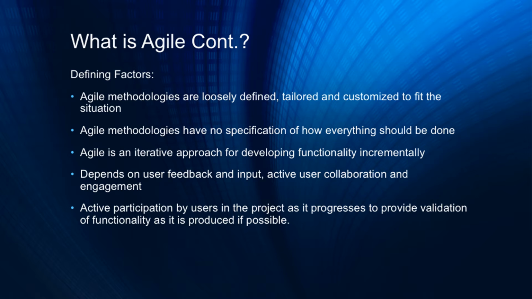Some of the defining factors about Agile is that Agile methodologies are loosely defined. They are tailored and customized to fit each situation. Agile methodologies have no specification of how everything should be done, so there's no exact science to it, which creates flexibility. Agile is an iterative approach for developing functionality incrementally, and it depends on user feedback and input, active user collaboration, and engagement. Active participation by users in the project as it progresses to provide validation of functionality as it is produced is paramount to the Agile methodology.